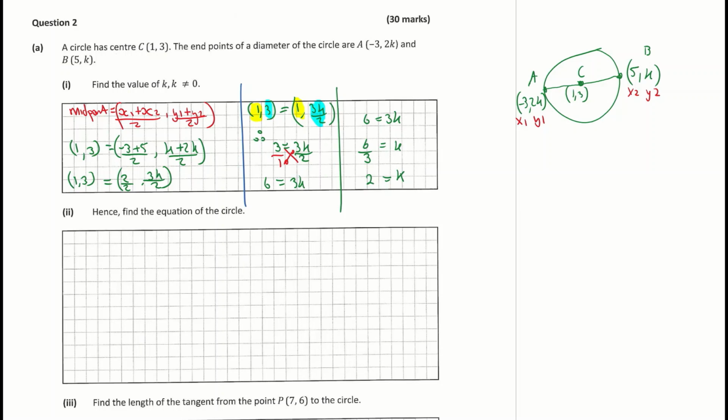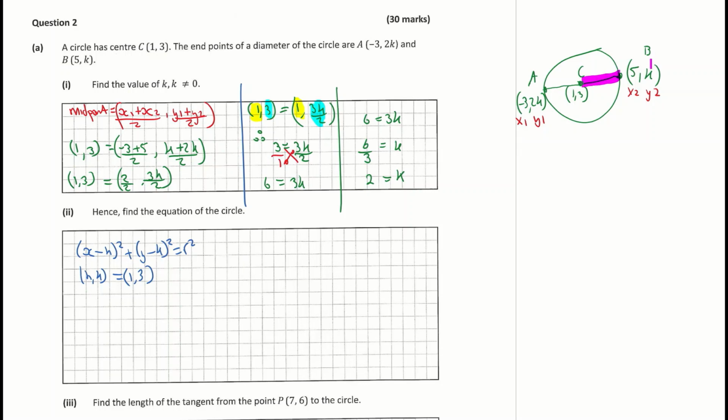Part 2, hence find the equation of the circle. So my formula for the equation of a circle is x minus h squared plus y minus k squared equals r squared. So that's from my log tables. I know my center, that's my c, so my h, k is equal to 1, 3. Next thing I need to do is go off and find the radius. And the radius is found by finding the distance from either c to a or c to b. I'm going to find the distance from c to b.